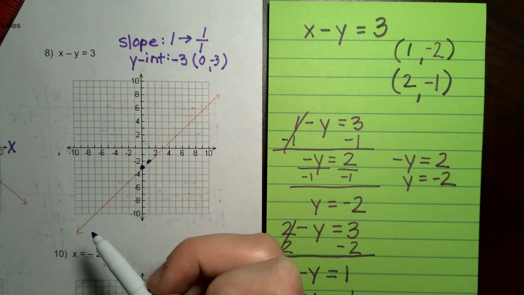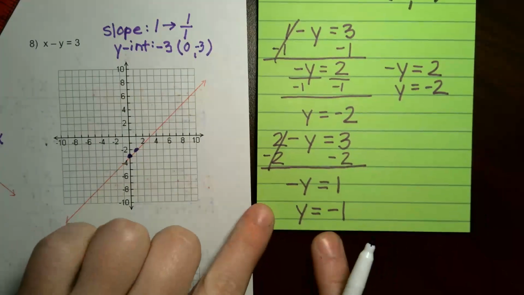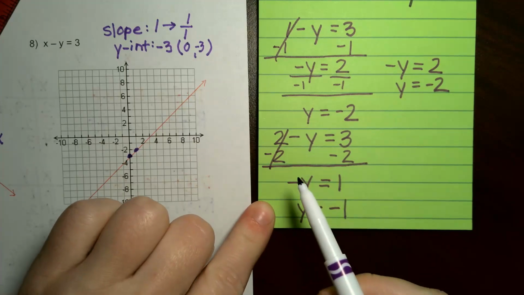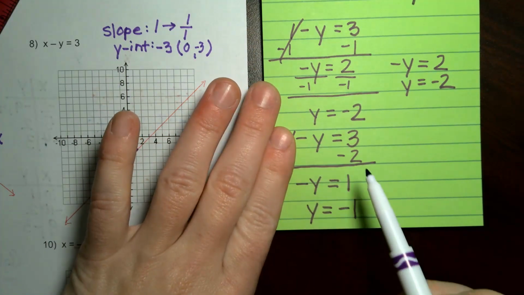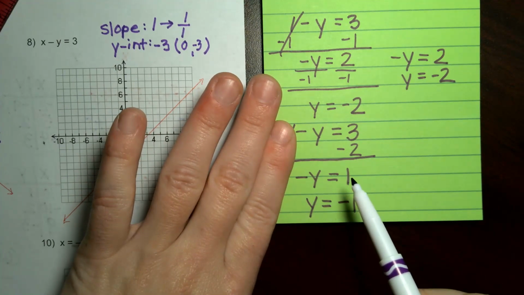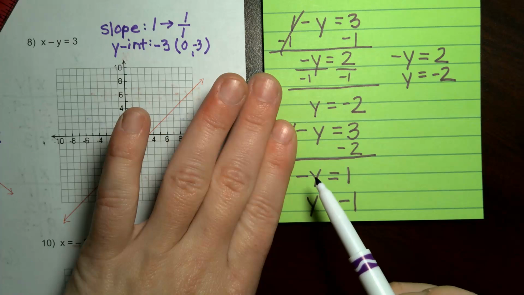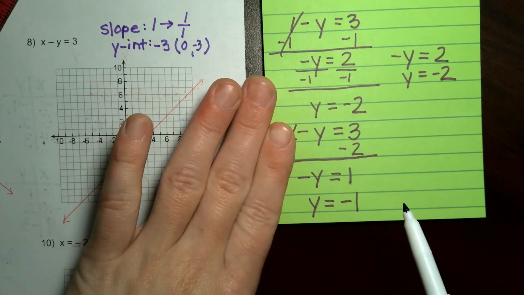Miss Taylor, how did you get -1 when it would be +1? For which one? This one? Yeah. So we got negative y, because that 2 canceled and there was still a minus y. So we got negative y equals +1. So we needed to make y positive, which is going to make our answer negative. They kind of flip-flop.